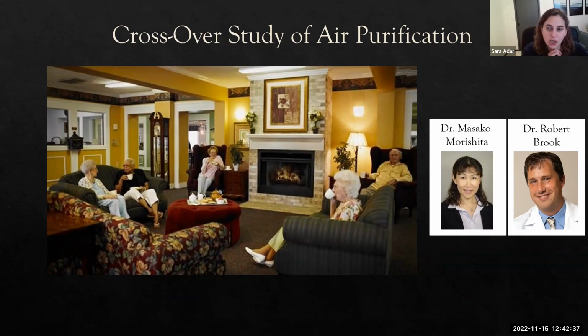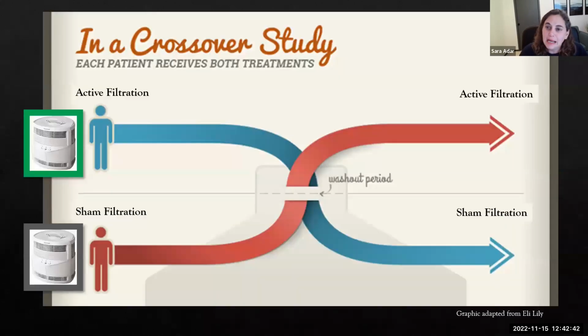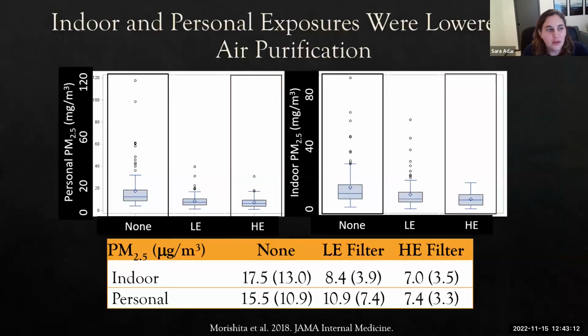This work was done in conjunction with Masako Morishita and Rob Brook. And what we did in that study was we conducted a randomized crossover trial of air purifiers. So basically, people got both an active filtration and a sham, but they were randomized in terms of which order they would get them. The sham was basically an air purifier that looked just the same and sounded just the same, but we had taken out the filter from the inside. So we can really try and understand what are the impacts on exposure and health.